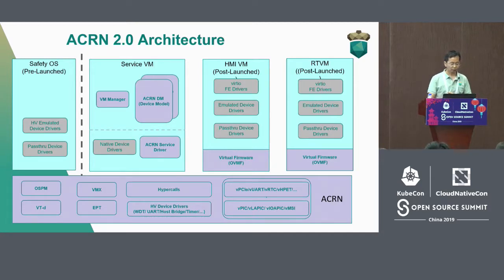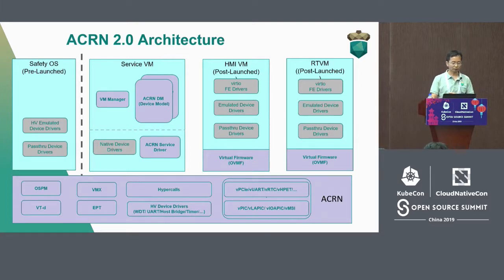We have designed this architecture. On the left, it's a safety OS, which is pre-launched. It is called the pre-launched safety OS, and on the right, there is a post-launched one, and the service VM in the middle starts before that, and on the right, it means it starts after. And the post-launched VM is started by the service VM, using the ACRN device model. So this is the basic concept.